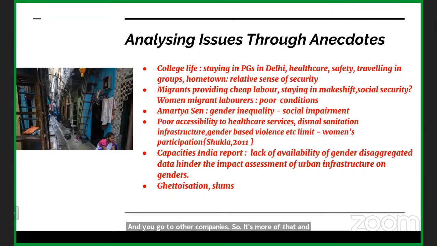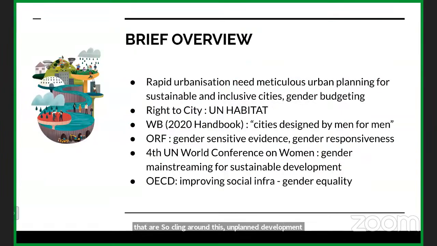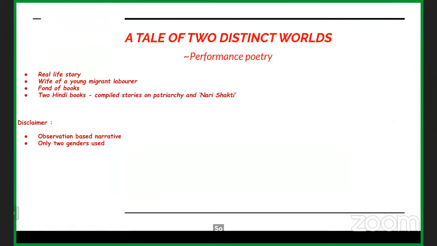Furthermore, migration is an issue that I've observed around me here in my hometown. Currently, I'm residing in Jammu. Migrants provide cheap labor, but they are living in makeshift shelters, and women are the worst sufferers. This is a bit of background about poor accessibility and the issues circling around this unplanned development. This is also a brief overview. This is more solution oriented, and the major agencies that have talked about this issue. This is all for your kind perusal, and now I'll be focusing on the creative aspect.